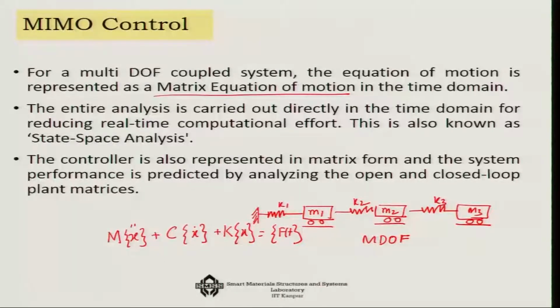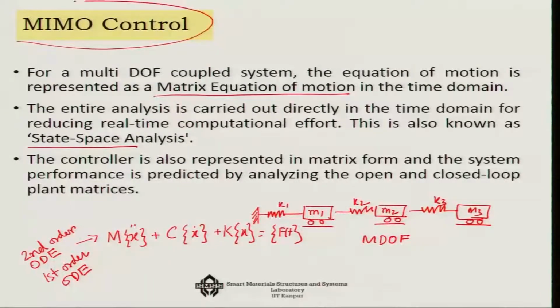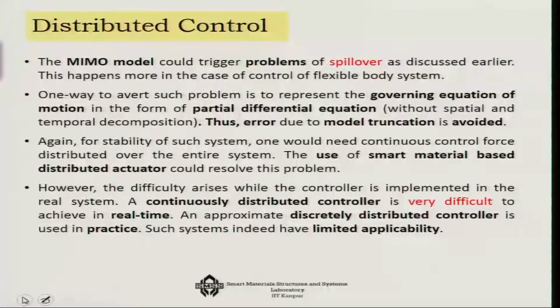Now, as this is a second order ODE in matrix form, you can break it into first order ODEs, and then what you get is a state space form of the system. And in that form, when you control it, this is known as multiple input multiple output control. We will talk about it in one of the next lectures with a little more detail.